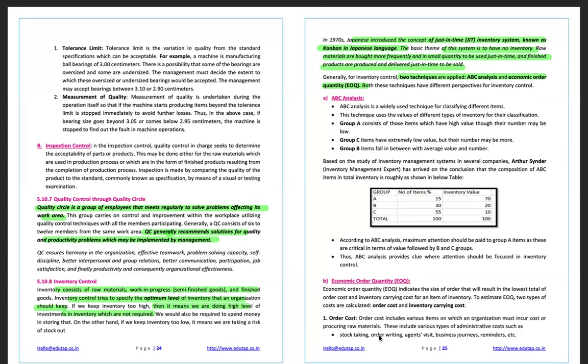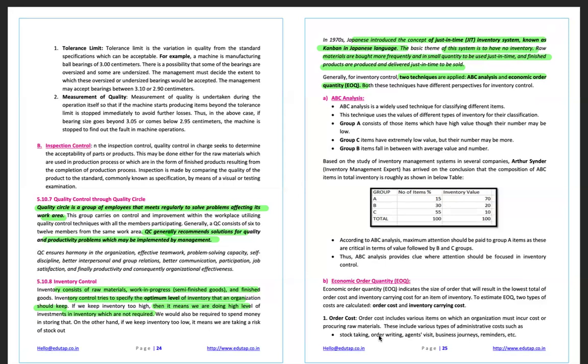Inspection control. In the inspection control, quality control in charge seeks to determine the acceptability of parts or products. This may be done either for the raw materials which are used in production process or which are in the form of finished products resulting from the completion of production process. Inspection is made by comparing the quality of the product to the standard, commonly known as specification, by means of a visual or testing examination.